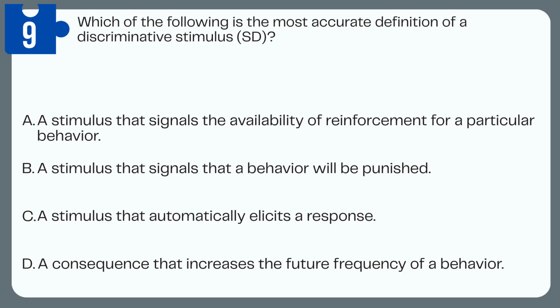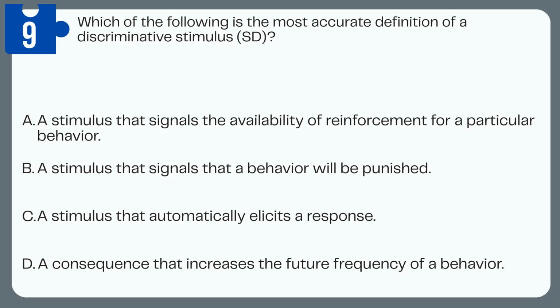Question 9. Which of the following is the most accurate definition of a discriminative stimulus, SD? A. A stimulus that signals the availability of reinforcement for a particular behavior. B. A stimulus that signals that a behavior will be punished. C. A stimulus that automatically elicits a response. D. A consequence that increases the future frequency of a behavior.